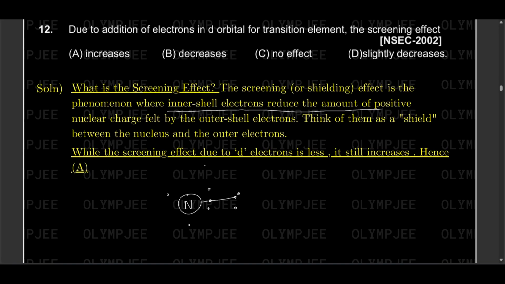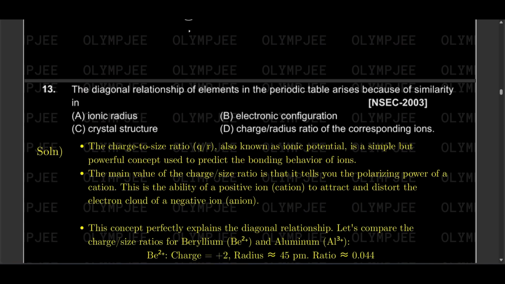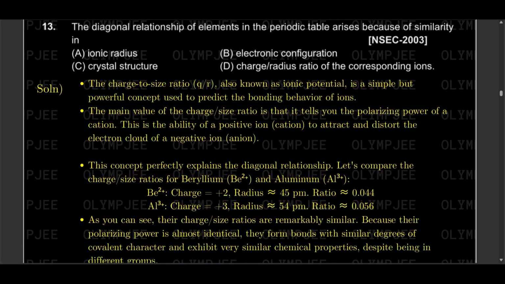So if we add electrons, then obviously the shielding effect would increase. Although the shielding effect of d electrons is less because of their shape, but still it increases. So this question is important because it has been asked 2-3 times in NSEC. So moving on to question 13. This is a nice question.